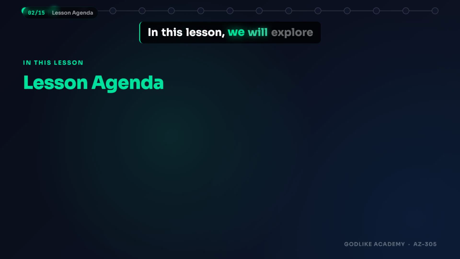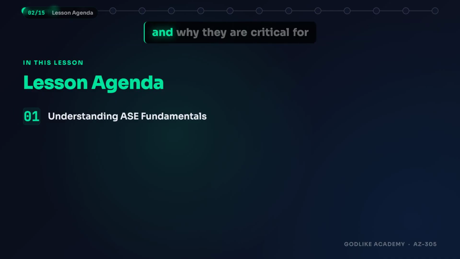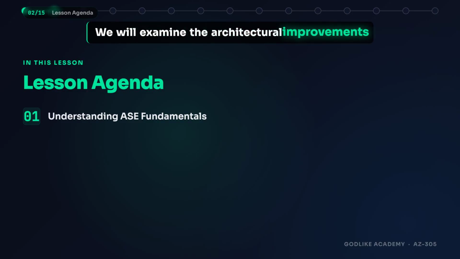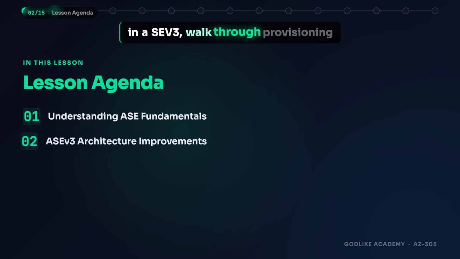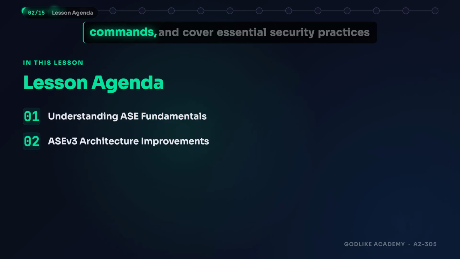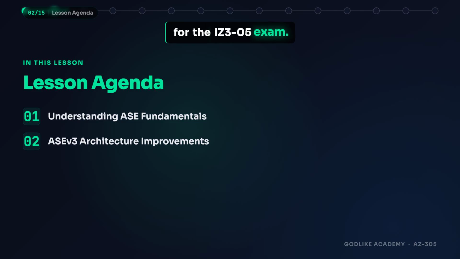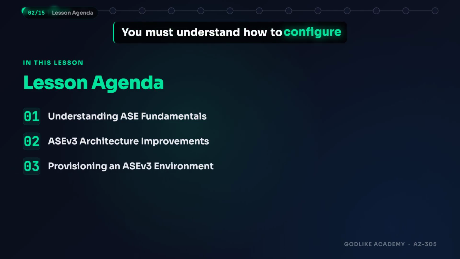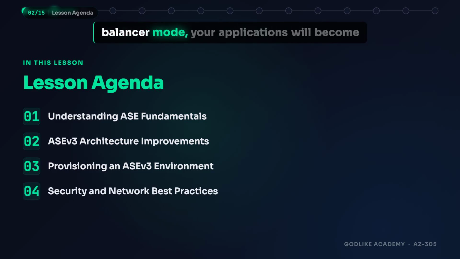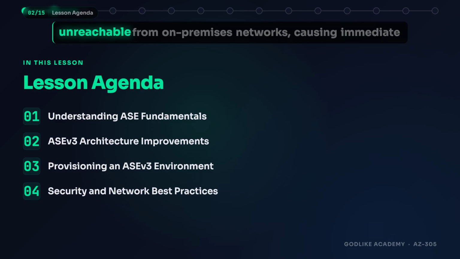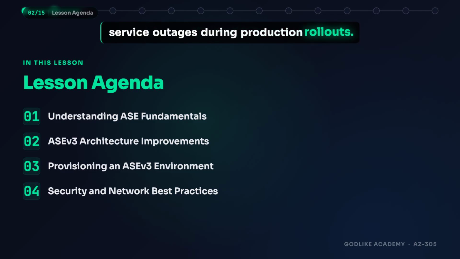In this lesson, we will explore the fundamentals of app service environments and why they are critical for enterprise isolation. We will examine the architectural improvements in an ASEv3, walk through provisioning steps using az webapp create commands, and cover essential security practices for the AZ-305 exam. You must understand how to configure private endpoints and restrict NSG rules properly. If you misconfigure the internal load balancer mode, your applications will become unreachable from on-premises networks, causing immediate service outages during production rollouts.